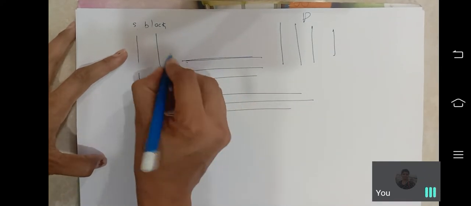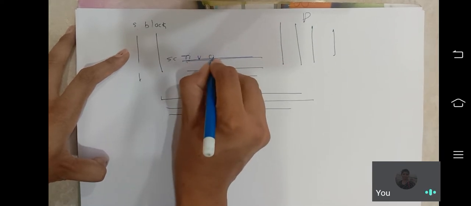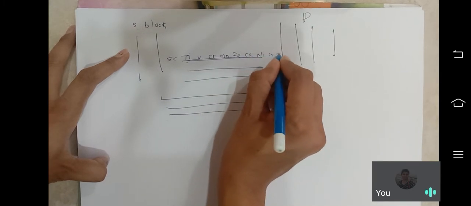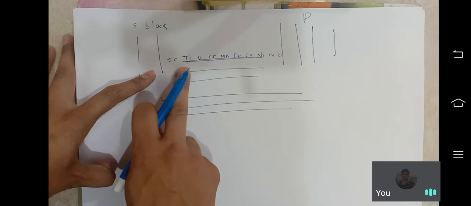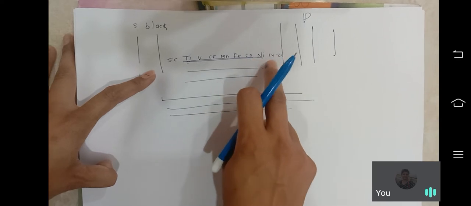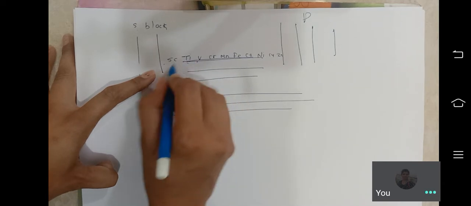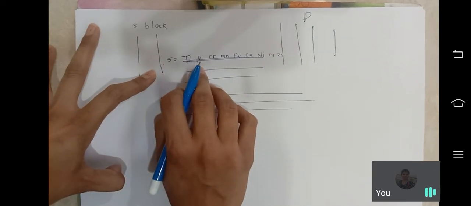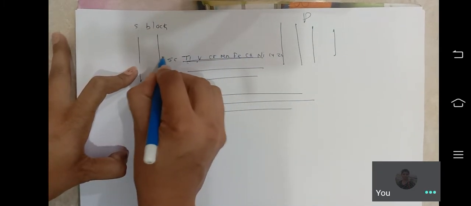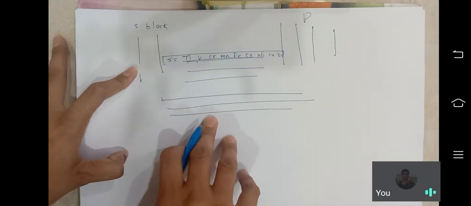In D block, the first series is Sc, Ti, V, Cr, Mn, Fe, Co, Ni, Cu, and Zn. That means scandium, titanium, vanadium, chromium, manganese, iron, cobalt, nickel, copper, and zinc. This is a very important series in D block elements. Your problems in coordination chemistry depend on this series. So first you learn the first series of D block elements.